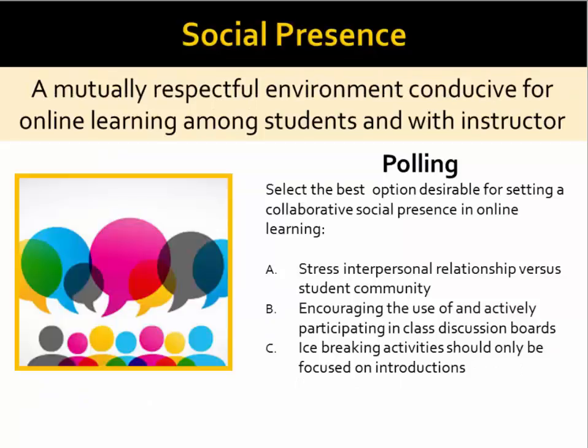So a mutually respectful environment comprising of peer interaction is very conducive for online learning among the students and with the instructor. So let's stop for a moment and do a polling question. I have 3 different options following the stem of the question, and I will read all of them. Select the best option desirable for setting a collaborative social presence in online learning.